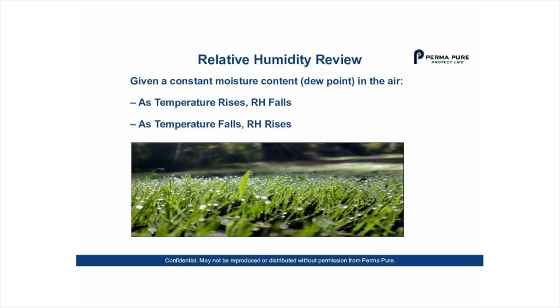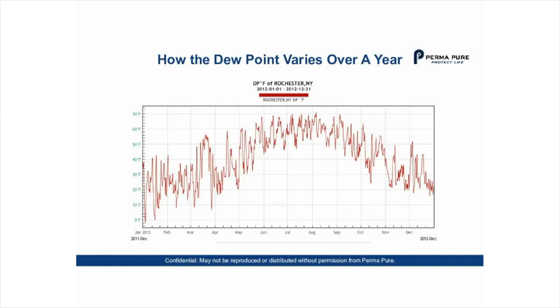So, just a short review of relative humidity. Given a constant moisture content or dew point in the air, as temperature rises, relative humidity falls, and as temperature falls, relative humidity rises. Now let's look at this graph. This shows how the dew point varies over a year. Many of you are performing experiments or using atmospheric air as a purge gas in some fashion. We can see through this graph how the dew point varies at any given place on the earth over a year. So this is Rochester, New York, for example.